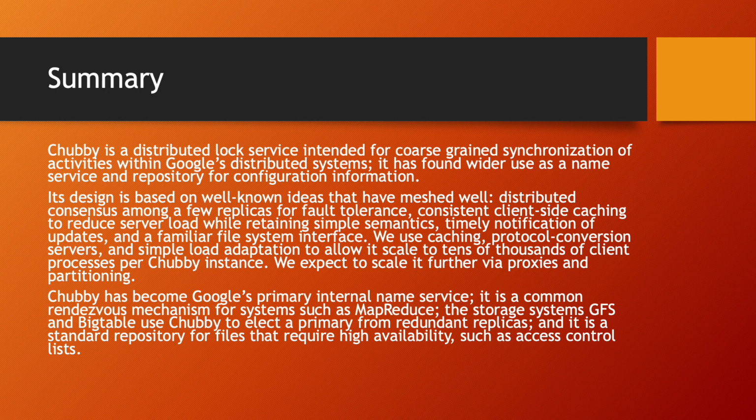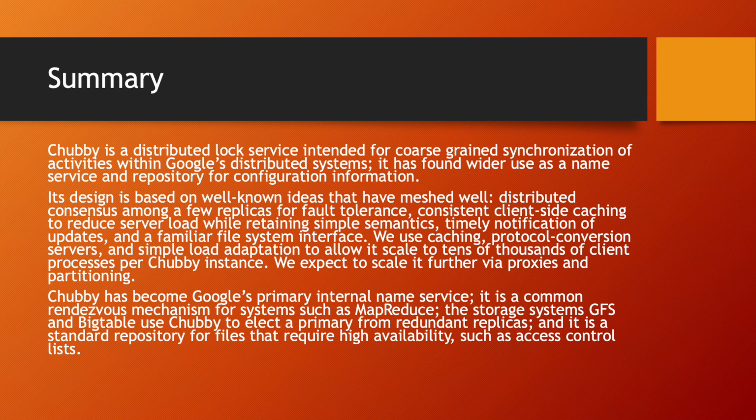Distributed consensus among a few replicas for fault tolerance, consistent client-side caching to reduce server load while retaining simple semantics, timely notification of updates, and a familiar file system interface. They use caching, protocol conversion servers, and a simple load adaptation to allow it to scale to tens of thousands of client processes per Chubby instance. They expect to scale it further via proxies and partitioning.